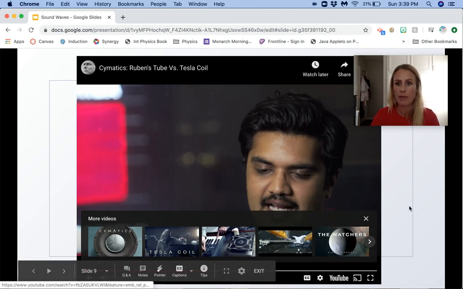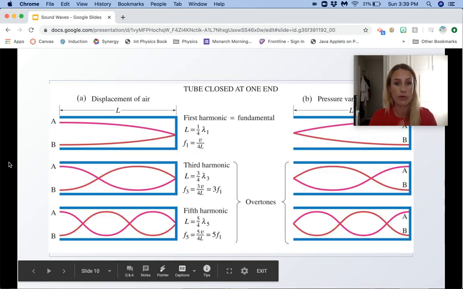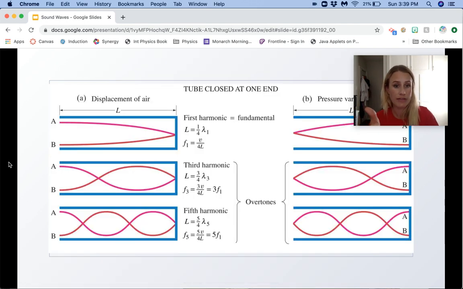Now, in a tube, like I said, you can create standing waves. This, of course, again, I wish that I continued to play piano when I was younger. I wish that I played a wind instrument because I would know more about this stuff. But you can see the different types of standing waves that are created. This is, of course, a tube that's closed on one end. They look a little bit different for a tube that's open on both ends.